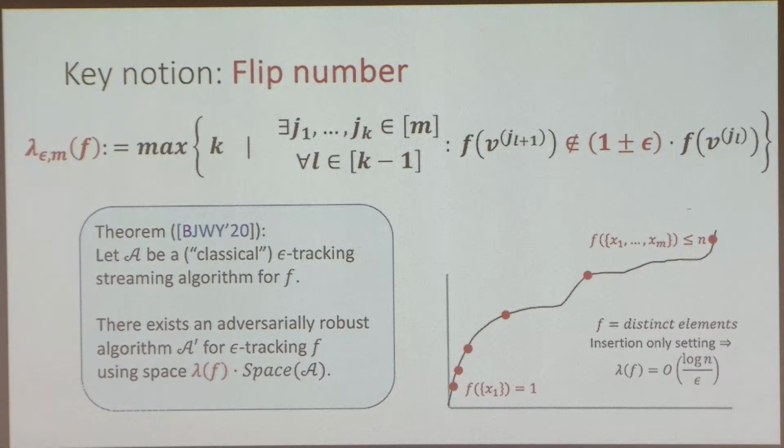And the sketch switching framework, what it does is it takes a classical algorithm. It takes as a black box a classical algorithm for classical streaming, classical computation of f that provides tracking, which means it provides output at any given time. And it turns this, using the framework that we've seen, into an algorithm that is adversarially robust. And the space is the number of copies that we maintain times the space of a single copy.